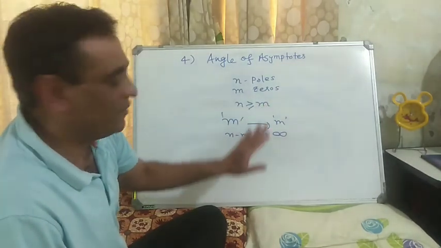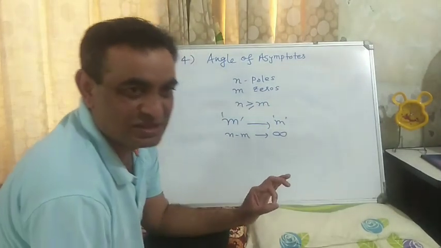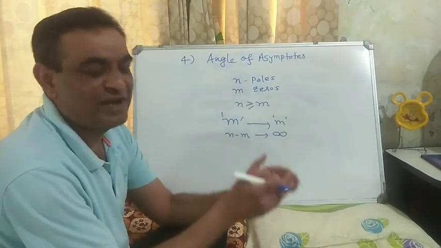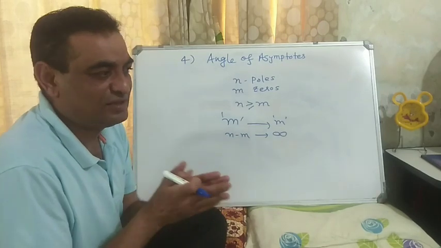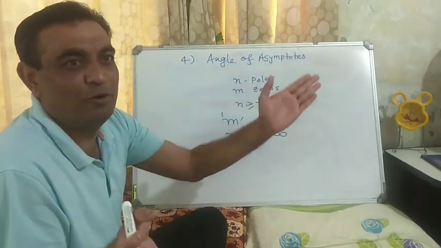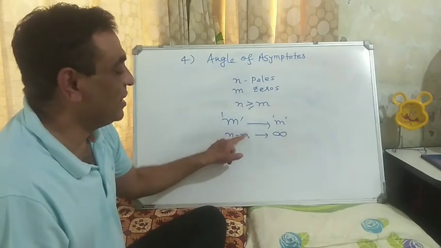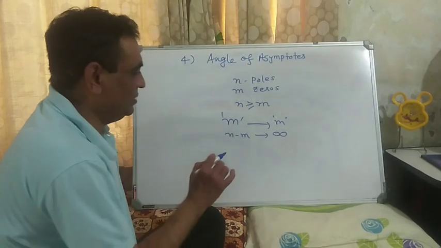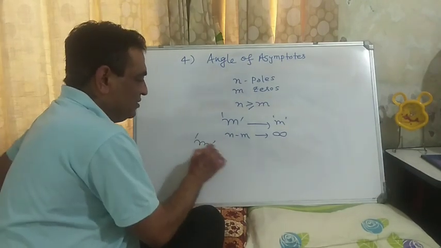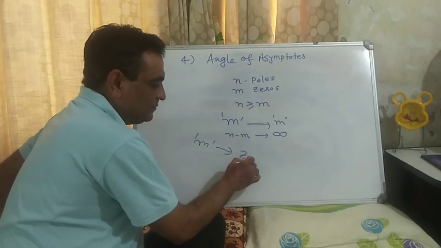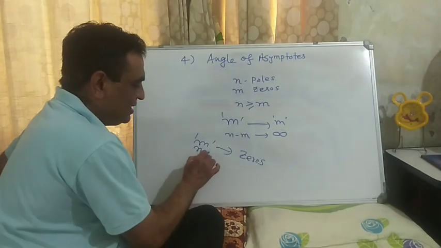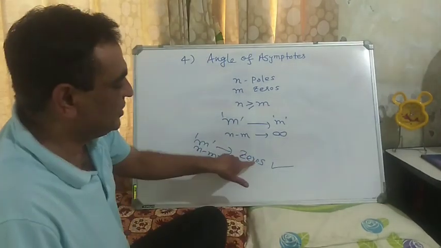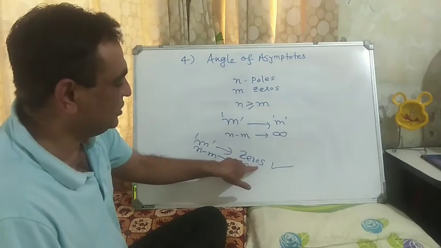This was discussed in rule number 1. So there are n branches that will originate from n open loop poles, and out of those n branches, m branches will terminate at m open loop zeros, and the rest n minus m branches will terminate at infinity. So one thing is clear, that m branches will terminate at zeros and n minus m branches will terminate at infinity.